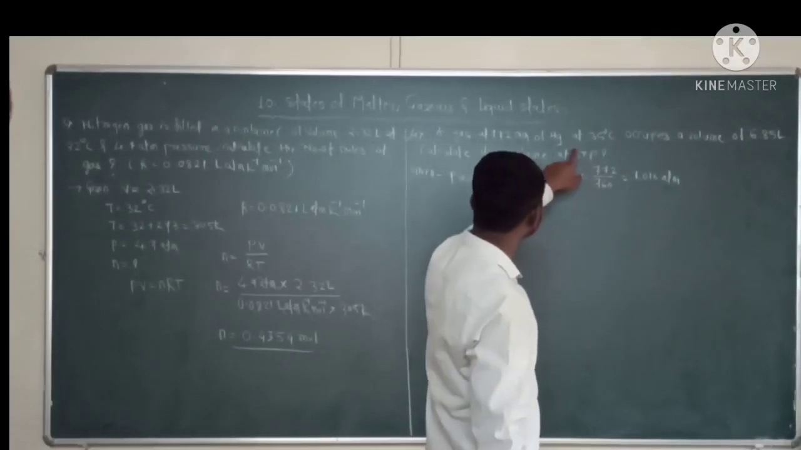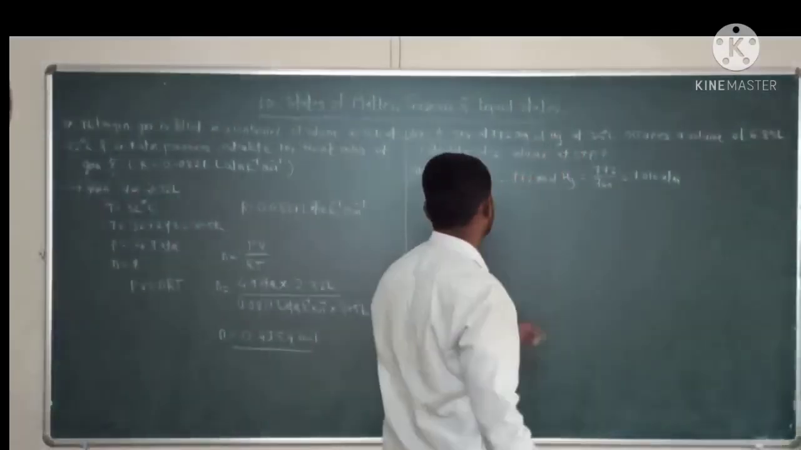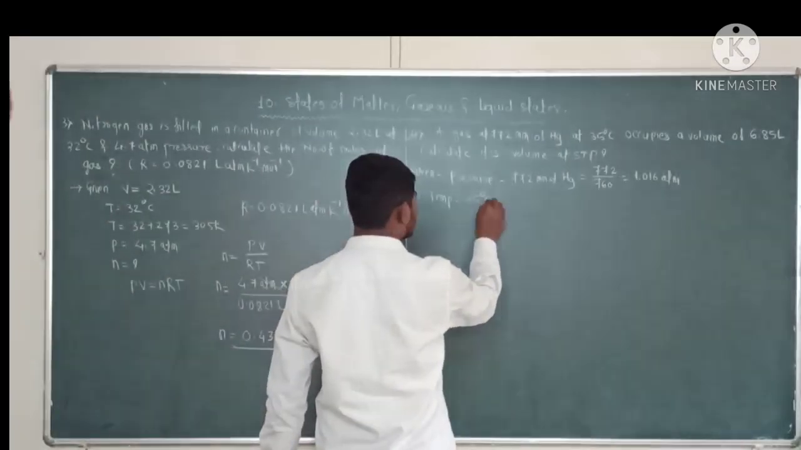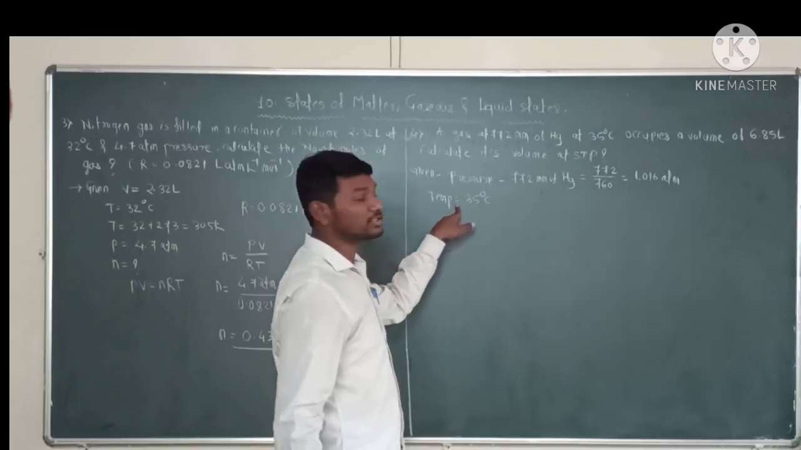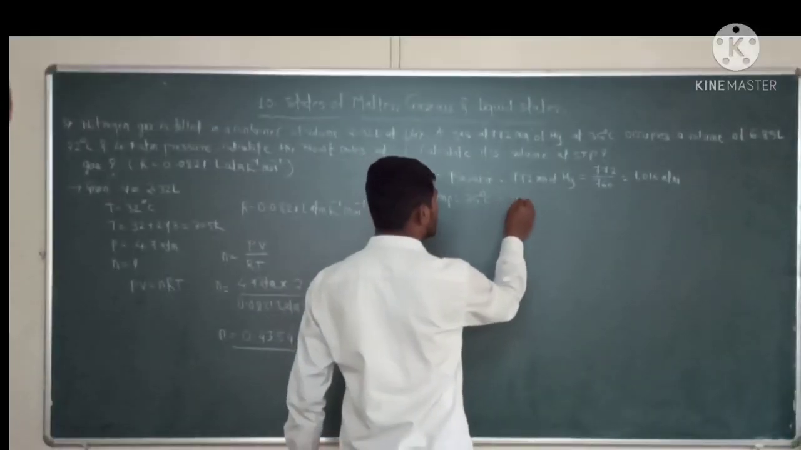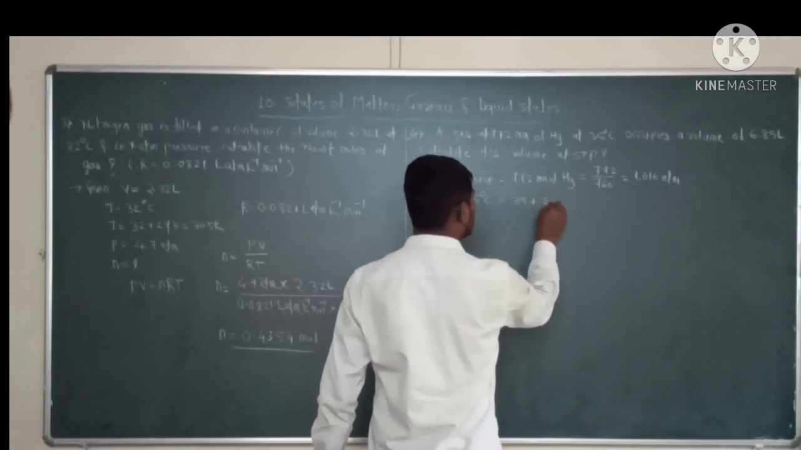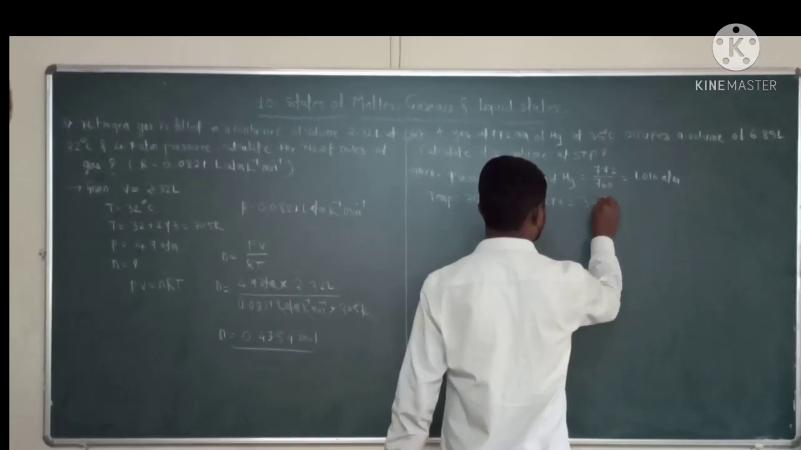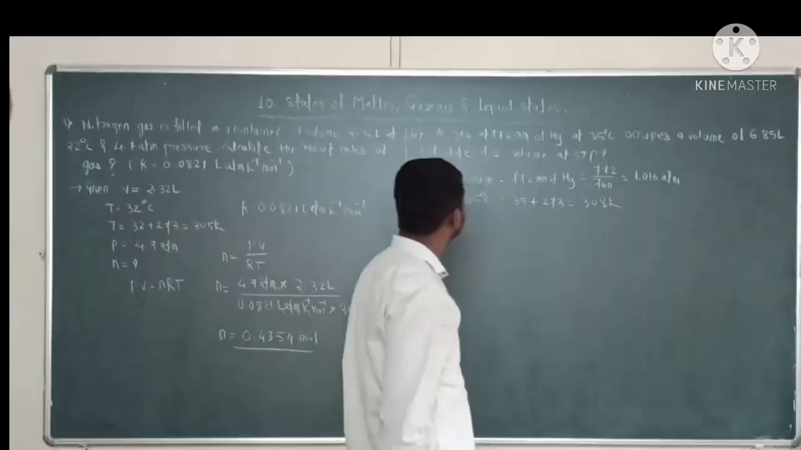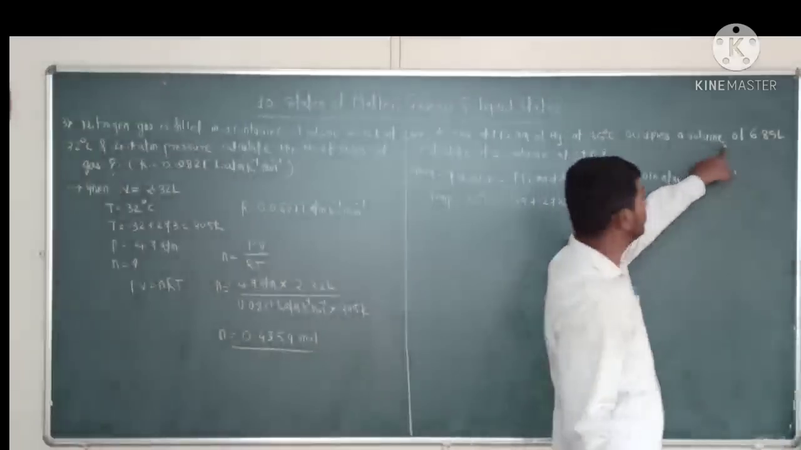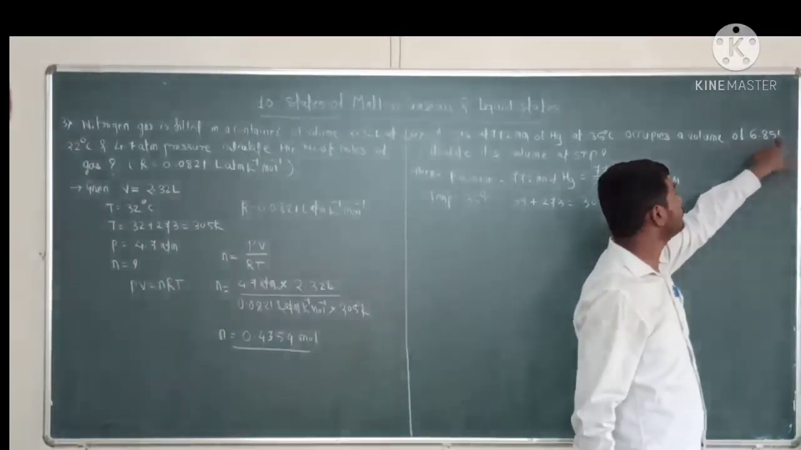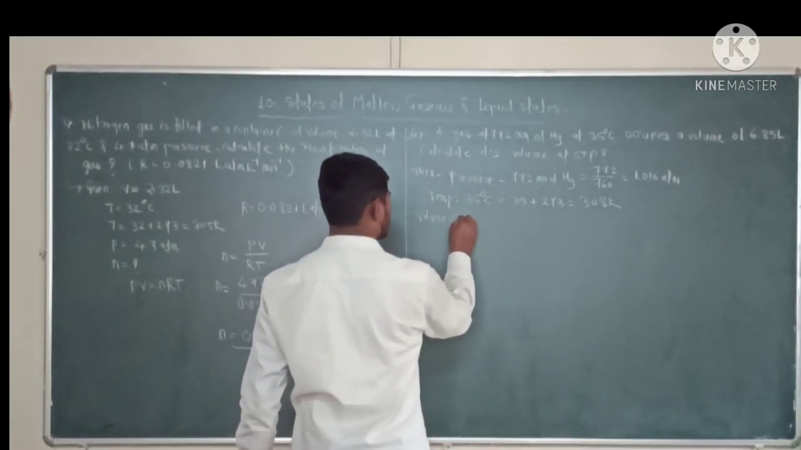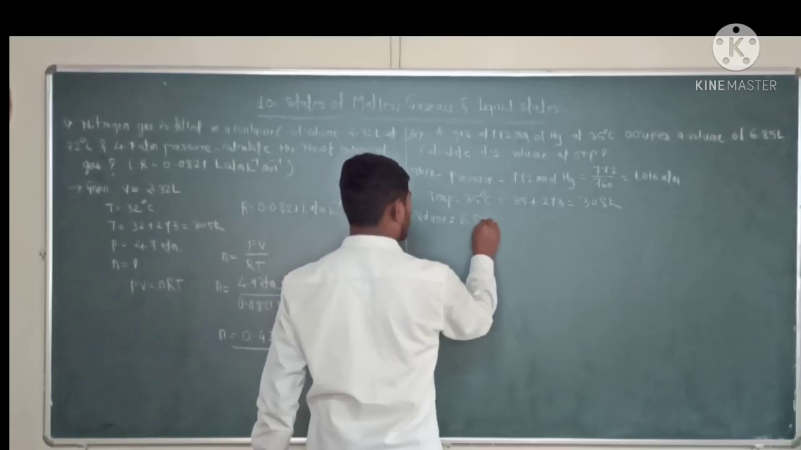Okay. Now next, at 35 degrees Celsius. Okay, that is temperature. 35 degrees Celsius. Convert this temperature into Kelvin, that is 35 plus 273 is equal to 308 Kelvin. Okay. Occupied the volume of 6.85 liter. That is volume, 6.85 liter.